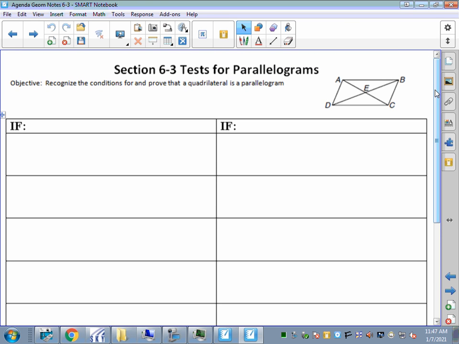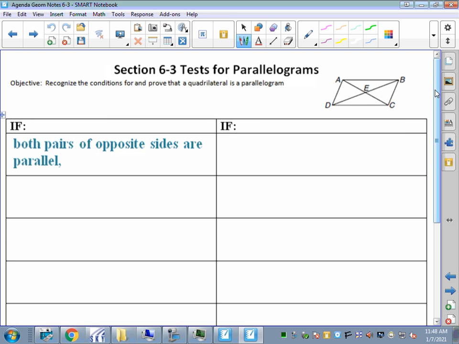So notice I've got this little parallelogram, or it looks like one, A, B, C, D. It's got the two diagonals drawn in, but we don't know if it is yet. So if both pairs of opposite sides are parallel, then the figure is a parallelogram. So if I go over here in this second column and I'm looking at this very specific example, A, B, C, D, so if both pairs of opposite sides are parallel, that's both, right?